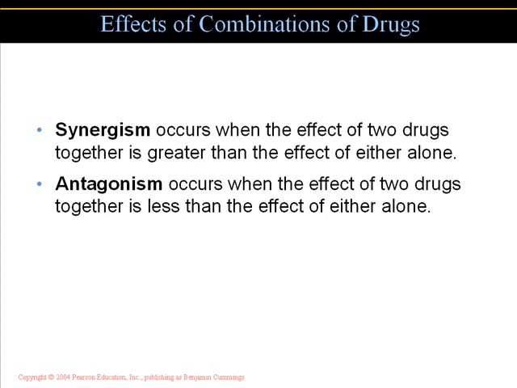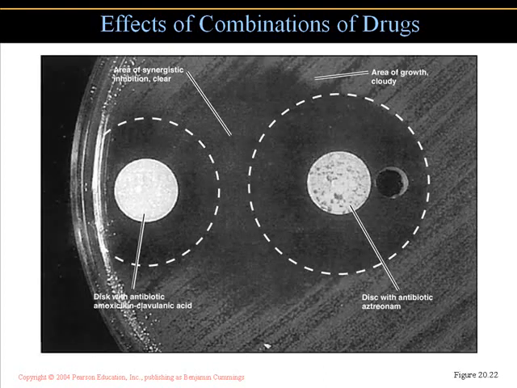Antagonism occurs when the effect of two drugs together is less than the effect of either alone. So you need to make sure that there's not a drug-drug interaction when the person is taking more than one drug.